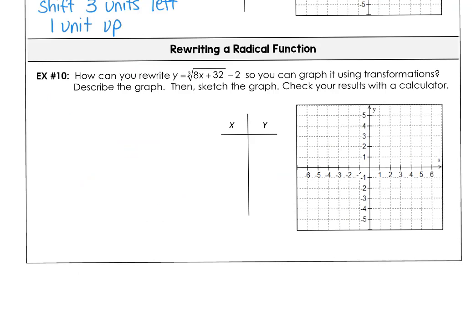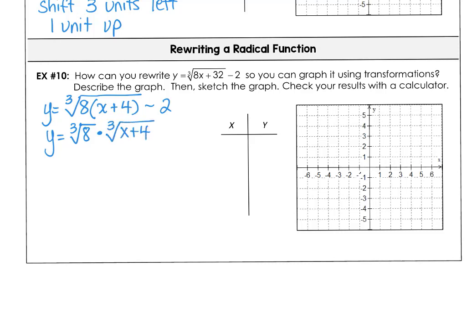Example 10 is our last example, and these kind of problems sometimes show up on the SAT. So we got to factor out an 8 from the radicand, and then we can break that cube root into 2 separate cube roots. So we could say, what's the cube root of 8? And then multiply that answer by the cube root of x plus 4, and then subtract 2.